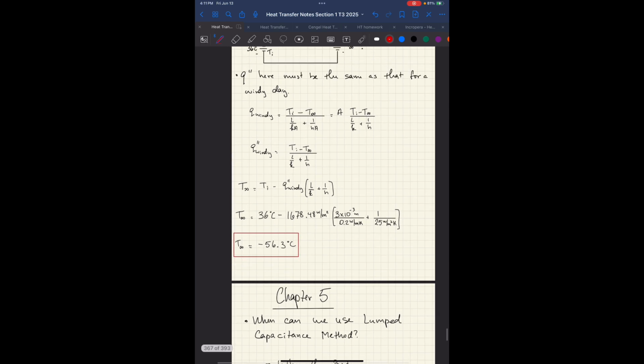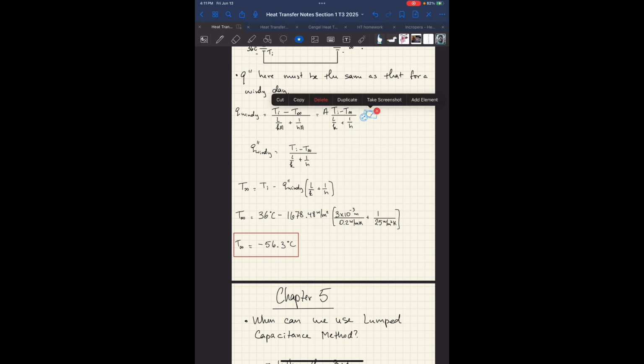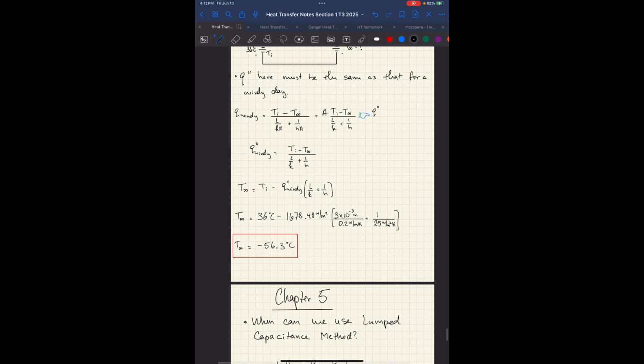For completeness, just because it's going to bother me, let me put the arrow. So from here, we can say Q double prime windy is basically Q over A, which is this. Hopefully it'll fit. And it just fits. Perfect.